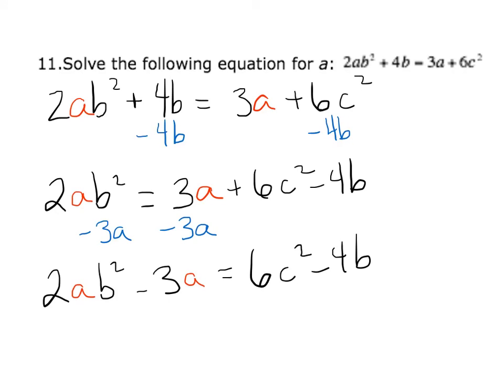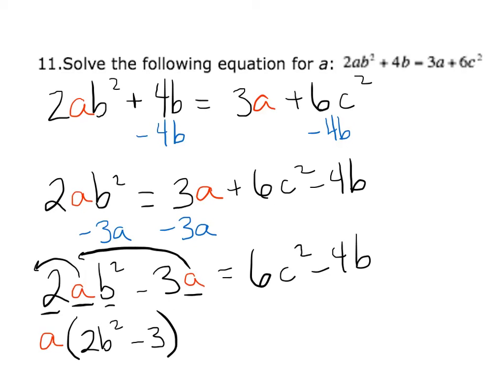Now, this is where it gets a little tricky. If you have a in both terms, you can pull a out. Okay, if you have a in both terms, you can do what's called factoring and pull it out. So I'm going to factor a out, and when you factor a out, what's left is everything else. So 2b squared minus 3 is what's left.